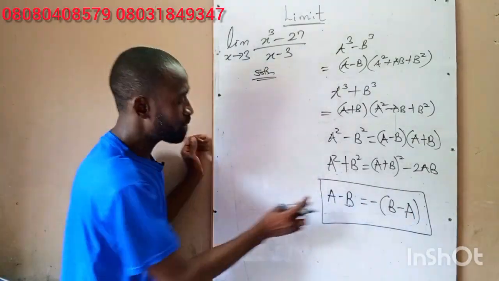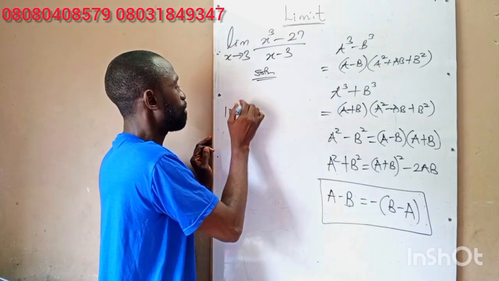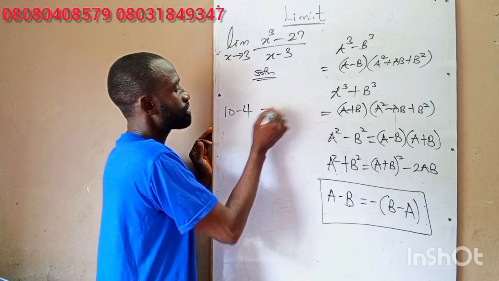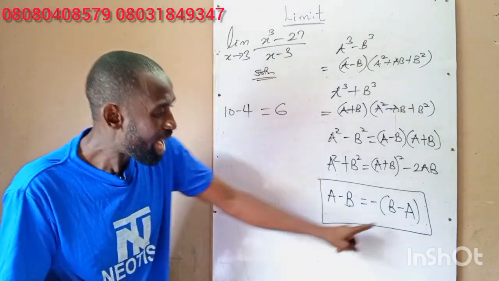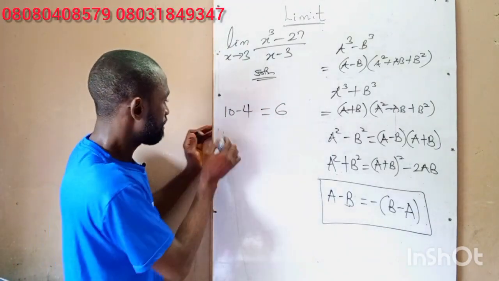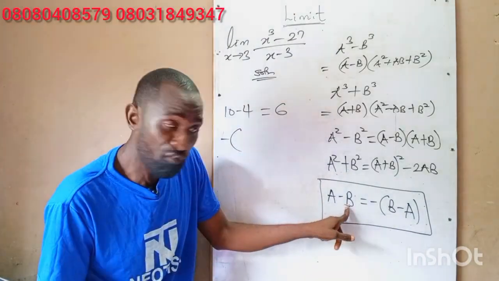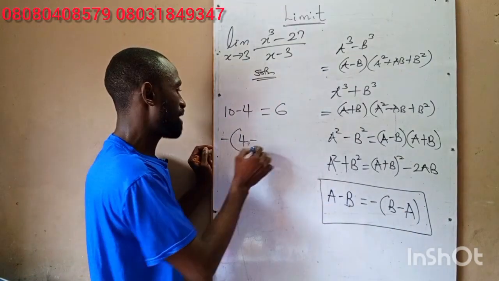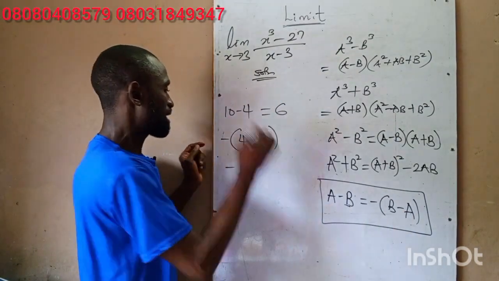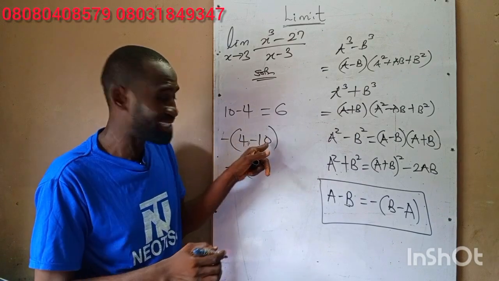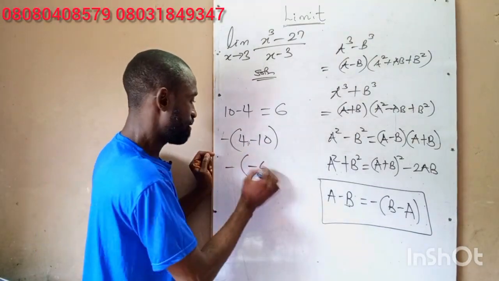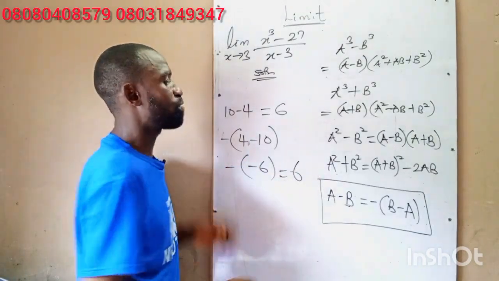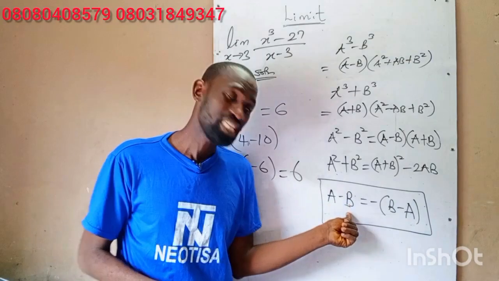Let me prove this now. Suppose our a is 10 and our b is 4. What is 10 minus 4? It will give us 6. Will it be the same as minus, open bracket, b minus a? Our b is 4, so we put 4 minus our a, which is 10. What is 4 minus 10? That is minus 6. So I have minus 6 here. Minus times minus will give us plus 6.